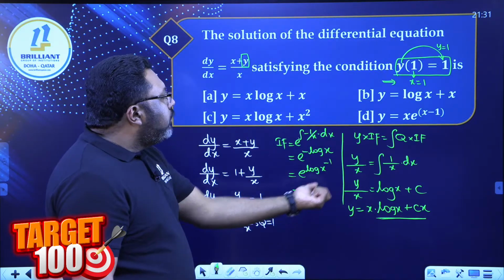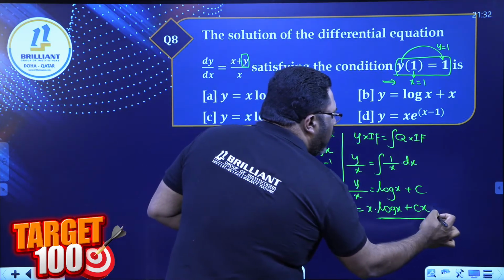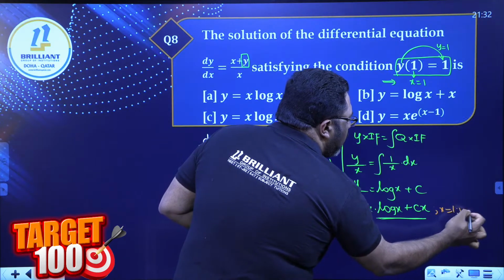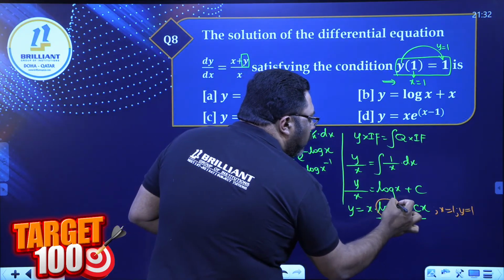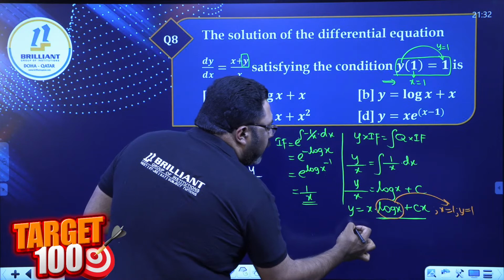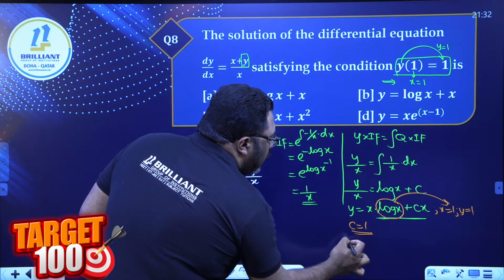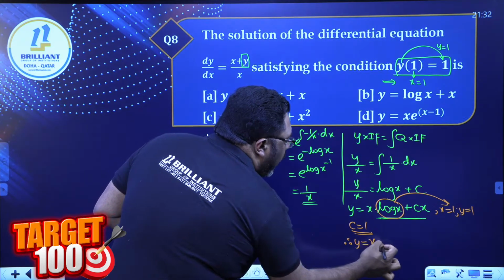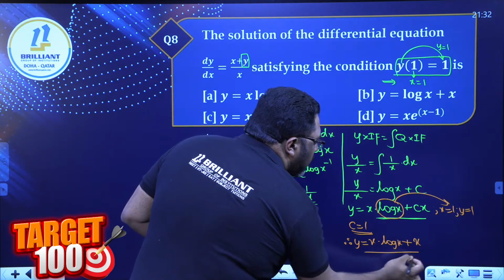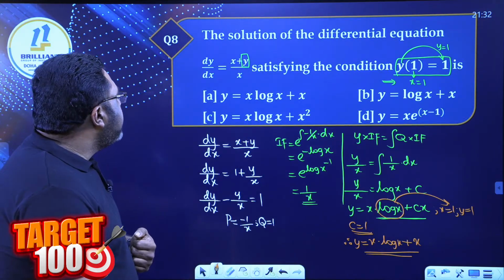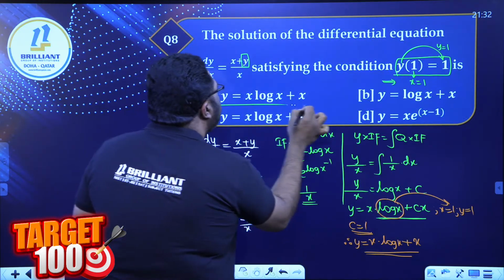Now I have to substitute the value of x and y. x is 1, y is 1. And when you put x is 1, log 1 is 0, and your answer for c is equal to 1. So my final answer for the solution is y is equal to x log x plus 1 into x, which is again x. y is equal to x log x plus x. So option A. y is equal to x log x plus x.